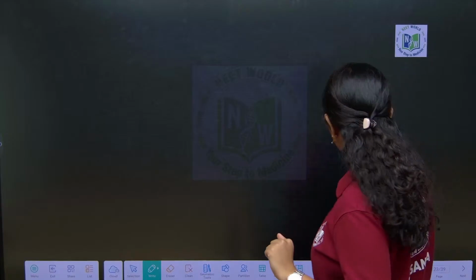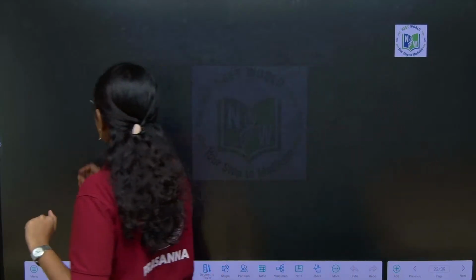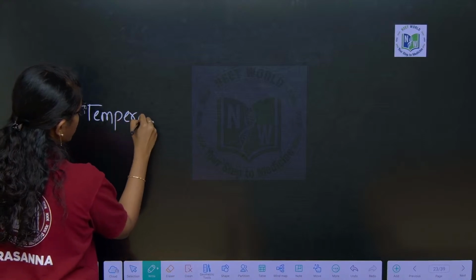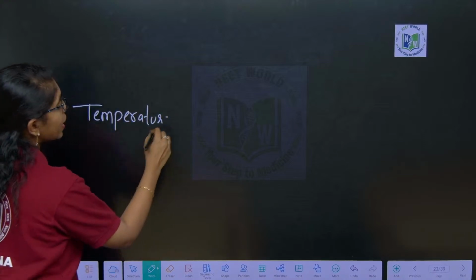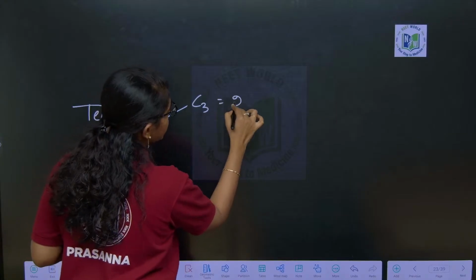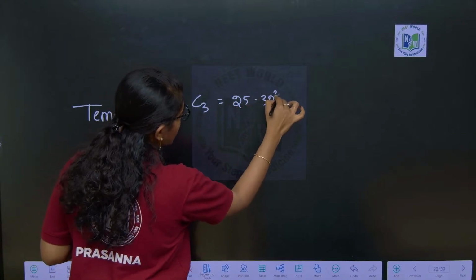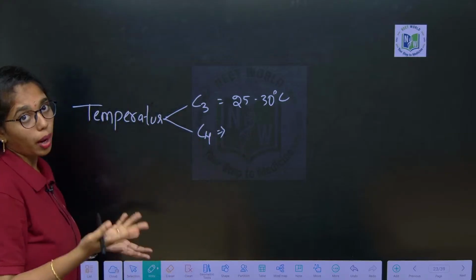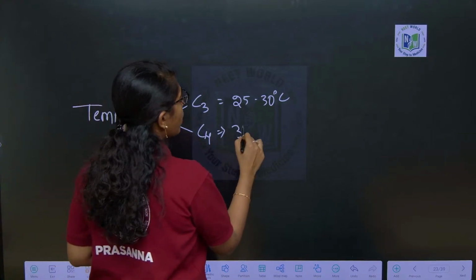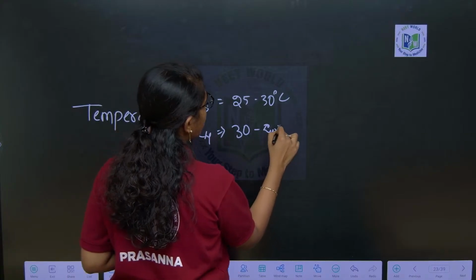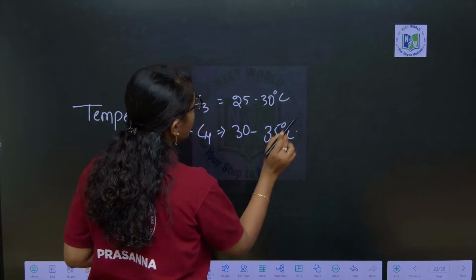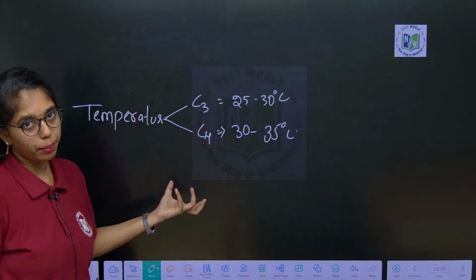Next, when it comes to temperature, the optimum temperature for C3 plants is 25 to 30 degree Celsius. The optimum temperature for C4 plants, which are tropical plants, is from 30 to 40 degree Celsius, or you can say precisely 30 to 35 degree Celsius.